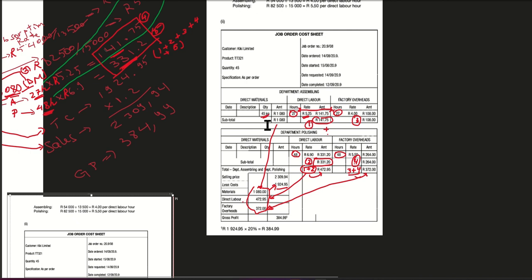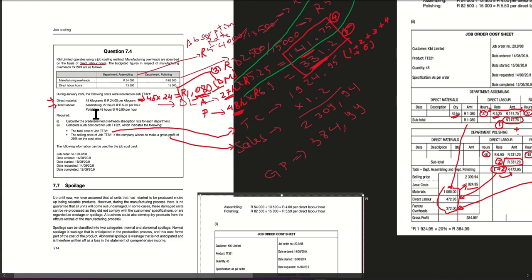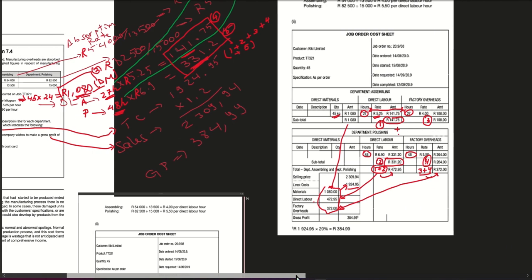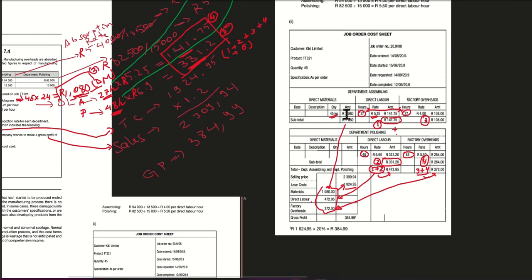So direct material, it was 45 kg. Can I confirm that? Yes, it was. Look at the direct material here. Direct material 45 kg, so we'll put it there. But 45 kg, what was the total? It is 180 because we multiply it by 24 rand. That was given to us. Direct labor, it was 27 hours for the department of assembling. For the department of polishing, it's 48 hours.